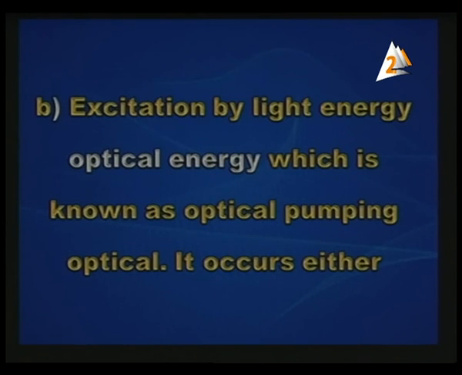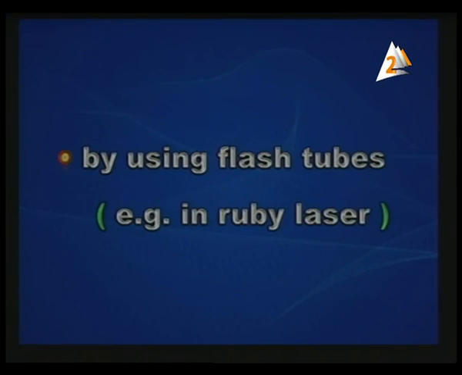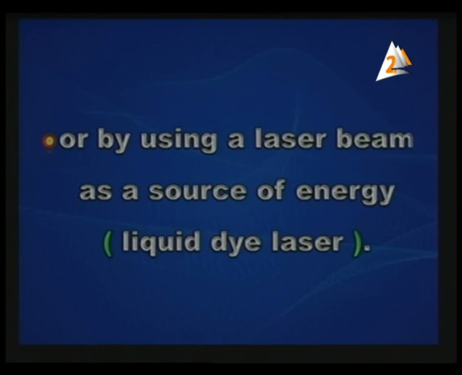Excitation could be done by light energy. We call this optical excitation or optical pumping. It occurs either by using flash tubes, and this happens in the ruby laser, or by using a laser beam as a source of energy, and this happens in the liquid dye laser.